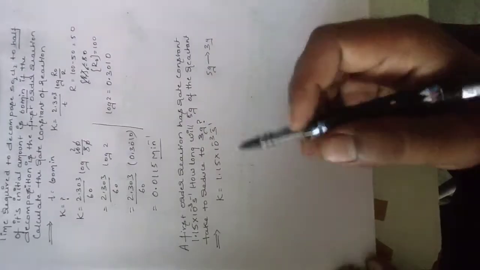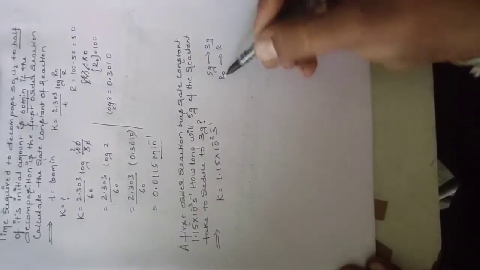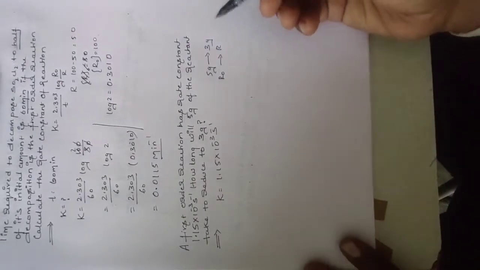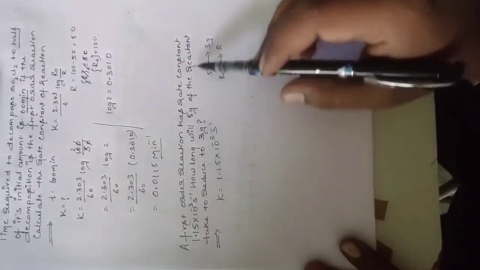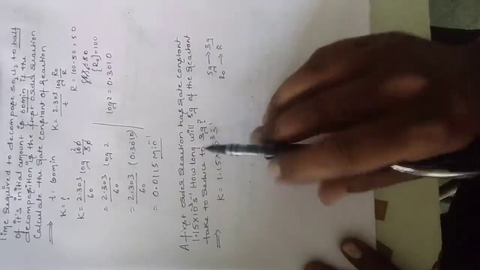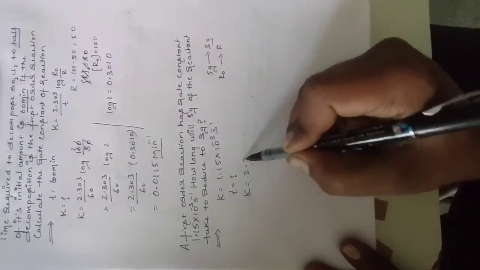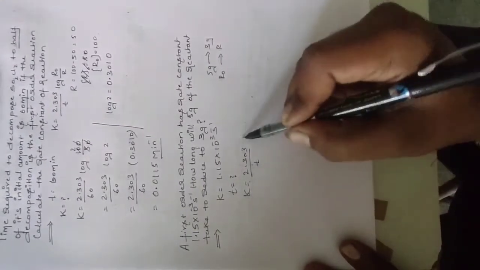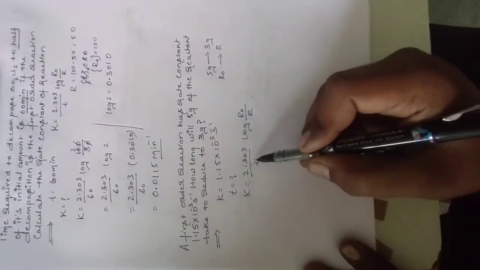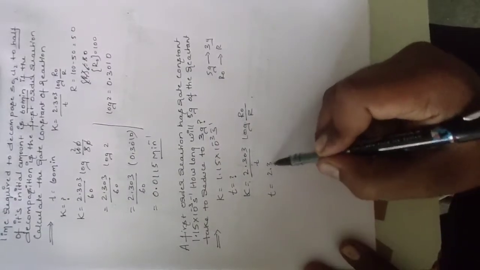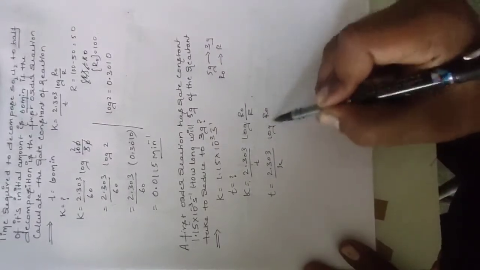That means R naught to R, because initial is R naught and final is R. Now we have the formula. They are asking how long, which means they are asking the time. We have K equals 2.303 by t log R naught by R. To find t, t equals 2.303 by K log R naught by R.